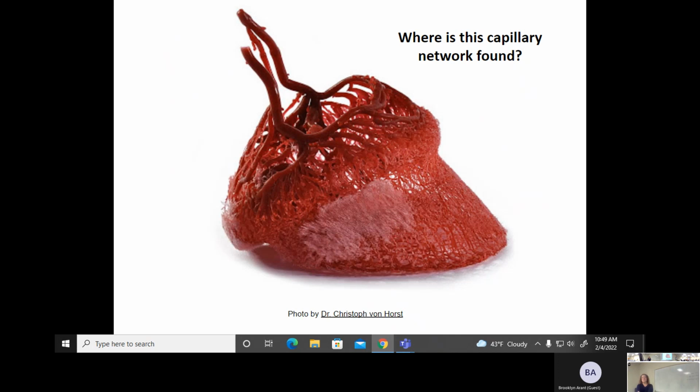You don't have one this shape. Is it a paw? That's close. A hoof, yeah. Good. It's a hoof, which is kind of like a paw, kind of like a foot. This is a horse hoof capillary supply.